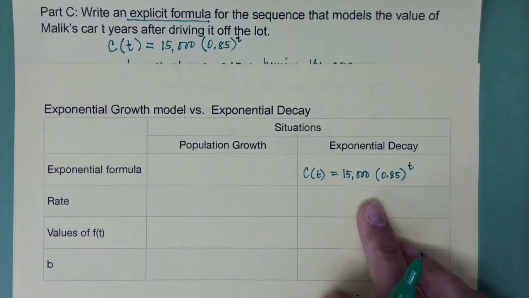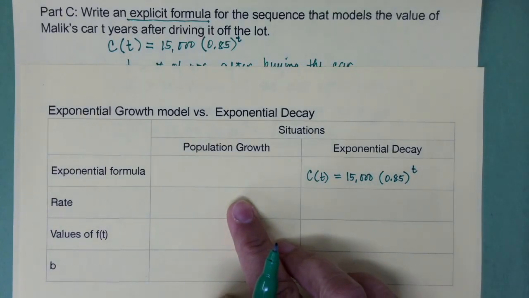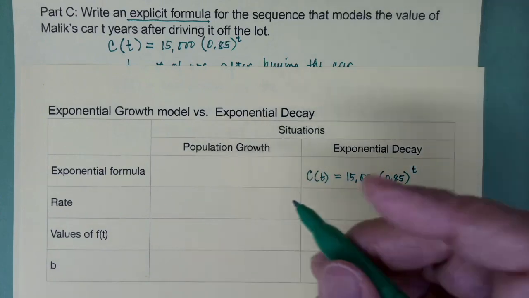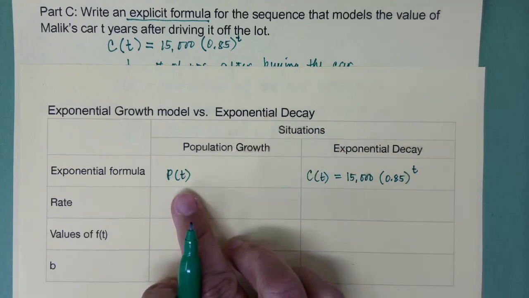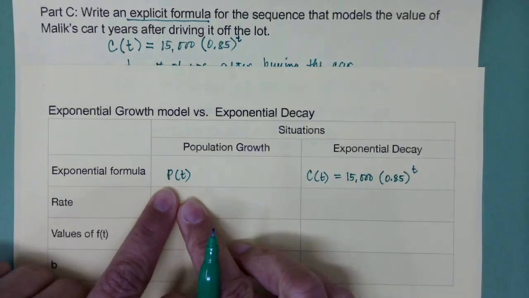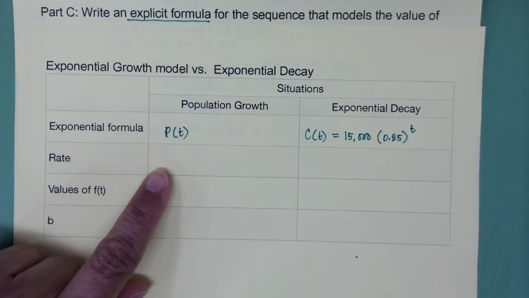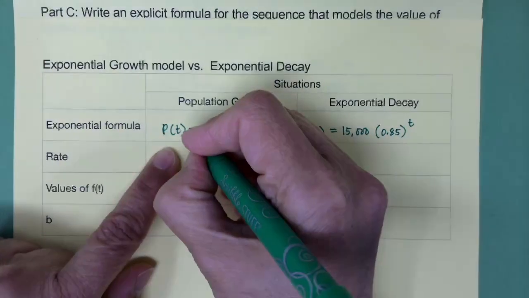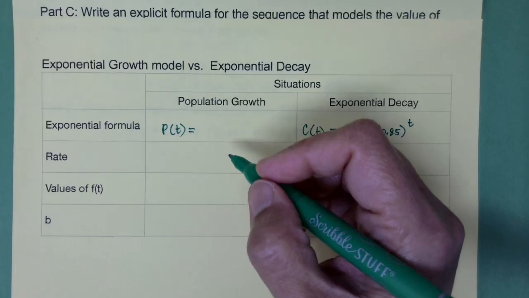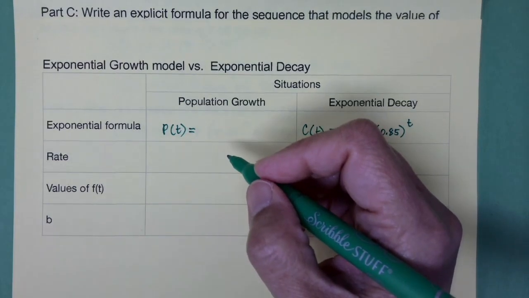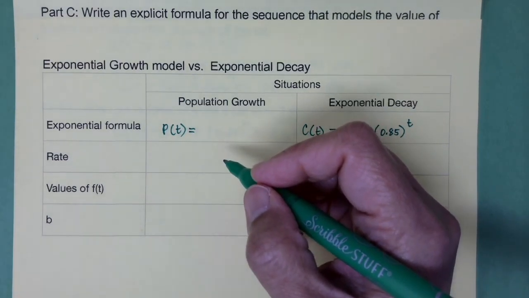Okay, now for the population growth, let us consider one of the examples there. Let's say P of t is the population of a certain place at a certain time t, and that's going to be 2,000. Let's say, what's that number again? We have 2,000.